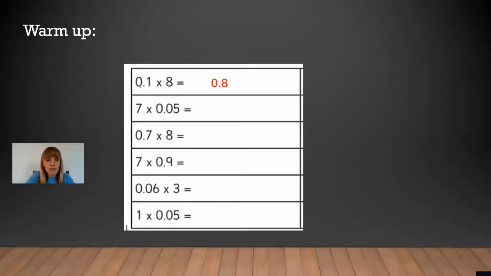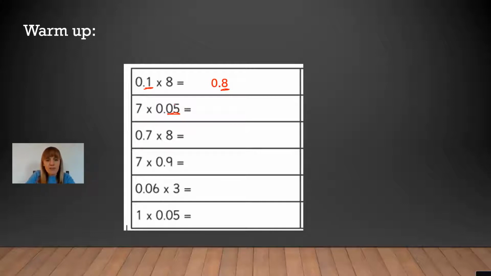correct. Now I want you to look at this, that when you're multiplying by a decimal, if it has one digit, like it does here, the 1 after the decimal point, that means your answer also has to have 1 digit after the decimal point. So let's have a look at it for this one. 7 times 0.05. Now this time we've got 2 digits after our decimal point. So that means our answer this time is going to have 2 digits after the decimal point.